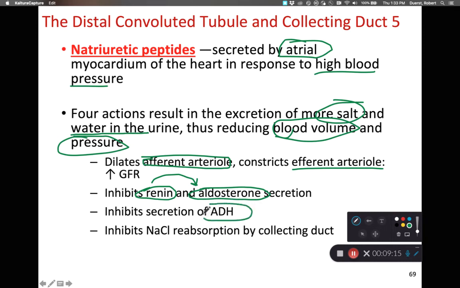Natriuretic peptides also inhibit the secretion of antidiuretic hormone. And again, the less ADH we have in the bloodstream, just like with the less aldosterone, the more we will urinate. And the more we urinate, the lower our blood volume and blood pressure goes. Also, natriuretic peptides are going to directly inhibit the reabsorption of sodium chloride by the collecting duct, which is going to cause there to be more salt present in the filtrate, and if there's more salt in the filtrate, we will then have more water remaining in the filtrate, upregulating urinary output and downregulating overall blood volume and blood pressure.